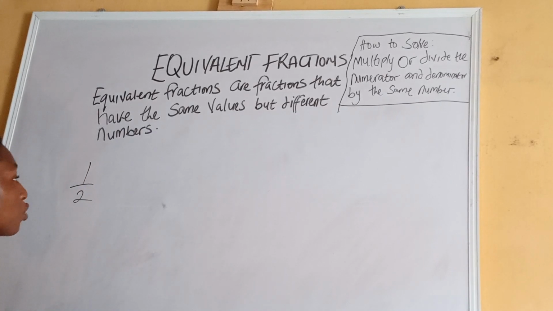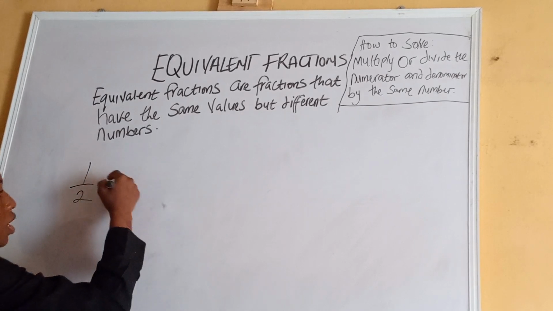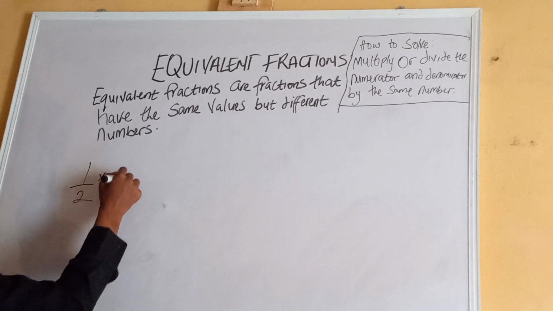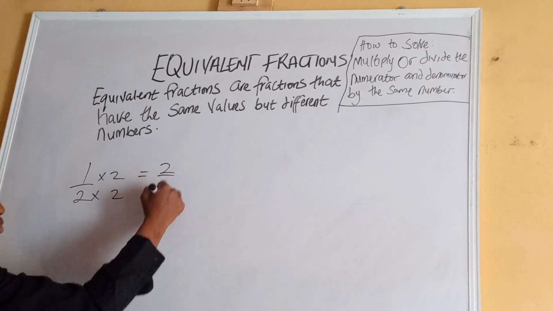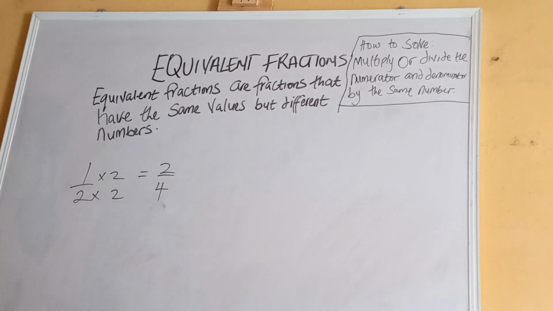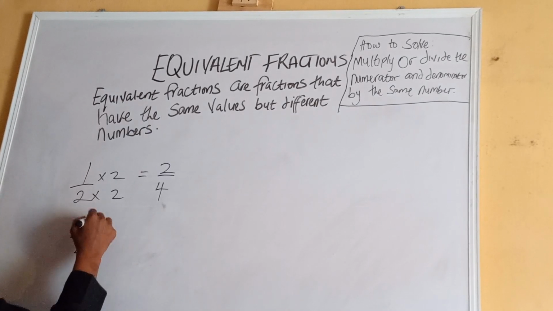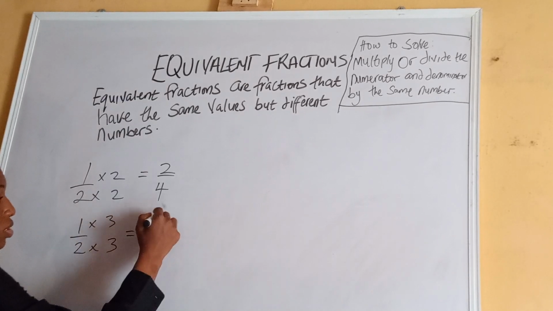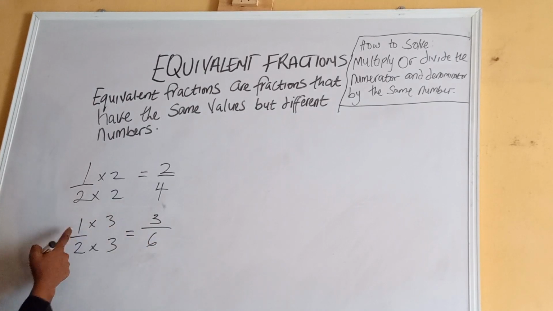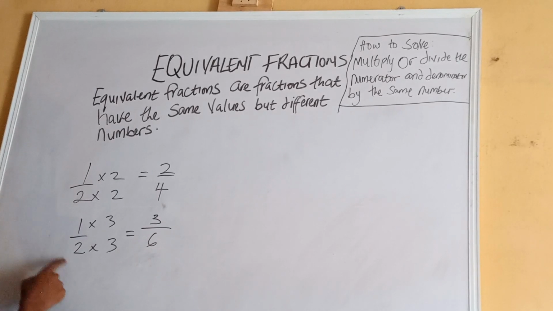So I can say 1 all over 2 times 2 and times 2, which is the same thing as 2 over 4. 1 all over 2 is an equivalent of 2 over 4. If I want more equivalents, I can say 1 all over 2 times 3 times 3. I'm multiplying both the numerator and the denominator by the same number. I'll get 3 all over 6. 3 times 1 is 3, 3 times 2 is 6. You can even go further. You can multiply 1 over 2 by 4. Whatever you get is the equivalent. That's how you keep on doing it.